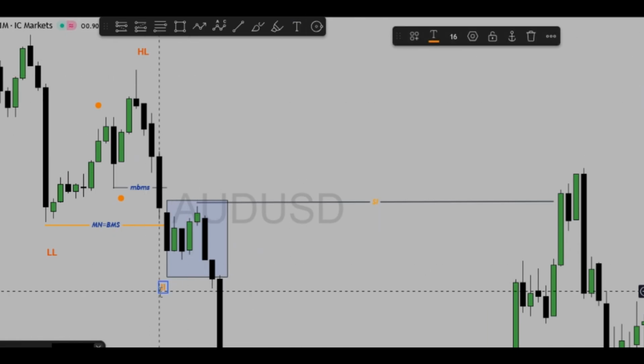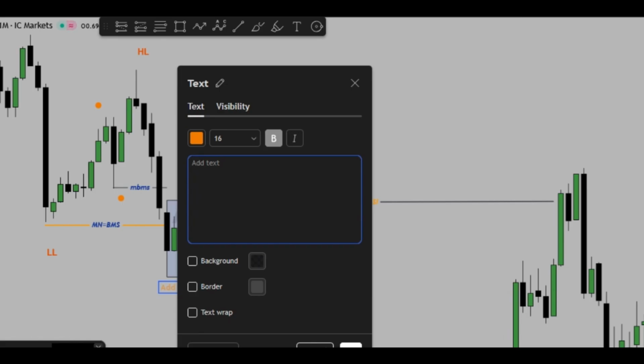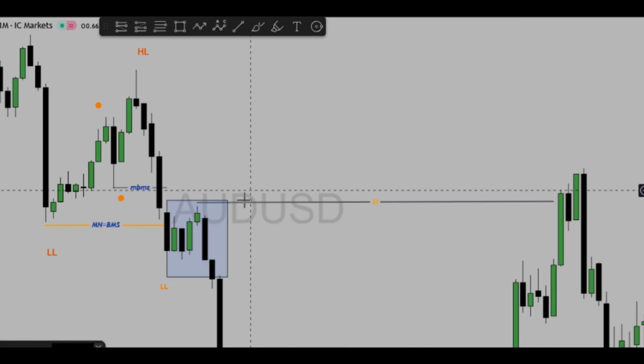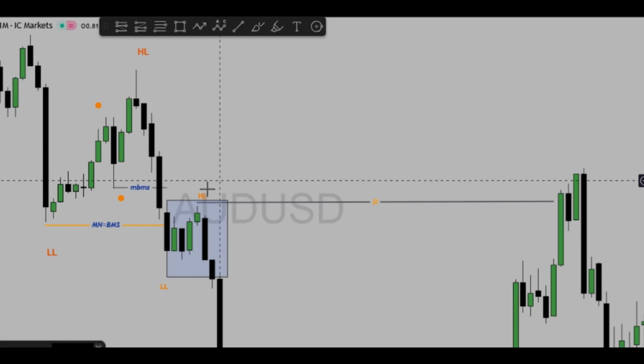I'll be using a lighter orange color and a smaller font to identify the range structure, as well as the blue box. Each blue box is a complete move, and where one blue box ends, another could begin.